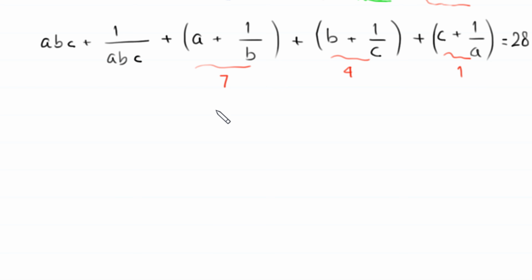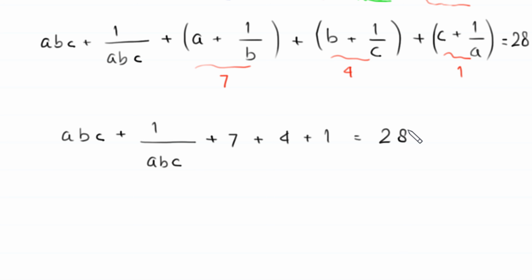So this equation will become a times b times c plus 1 over a times b times c plus 7 plus 4 plus 1 equal to 28. Next, a times b times c plus 1 divided by a times b times c plus 7 plus 4 is 11, plus 1 will become 12, equal to 28.